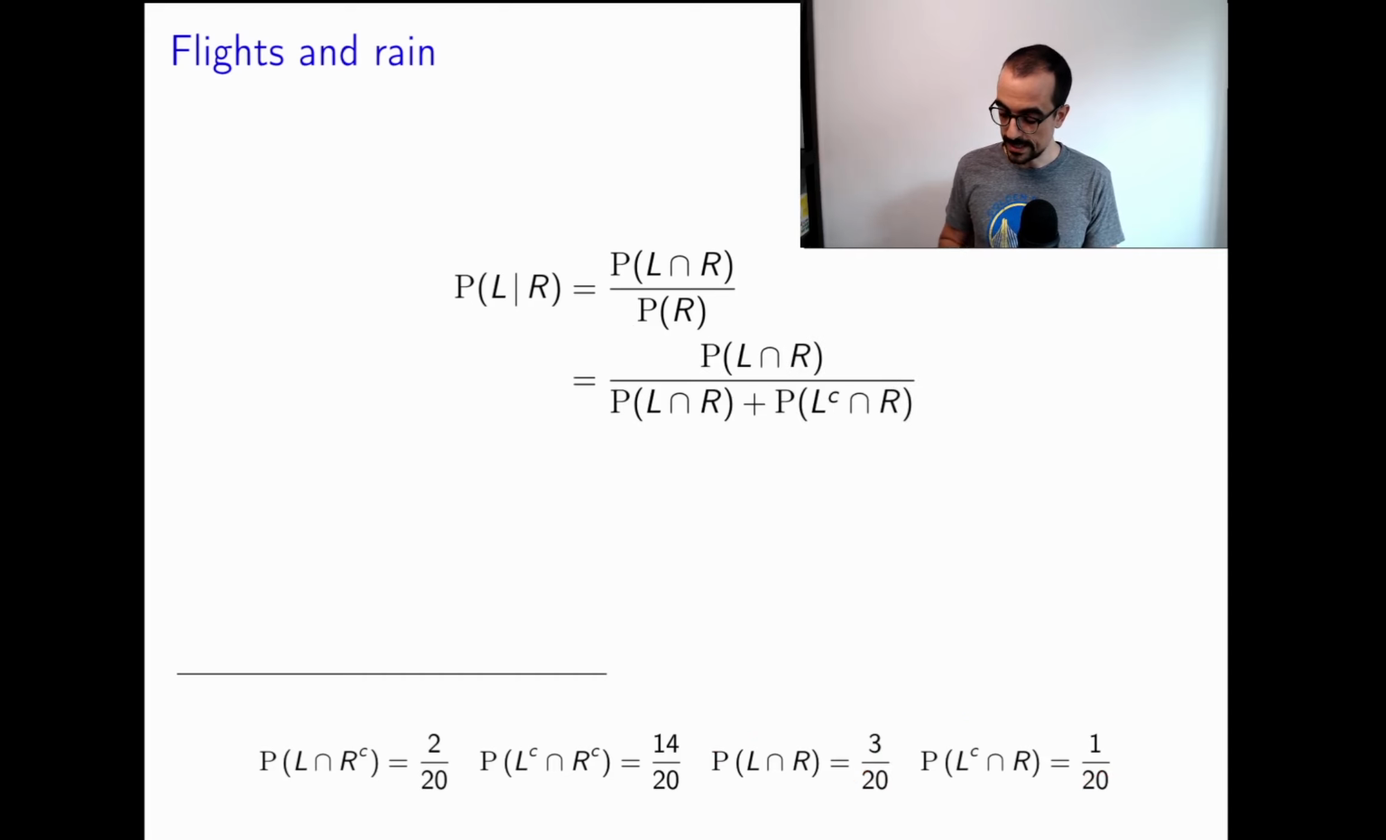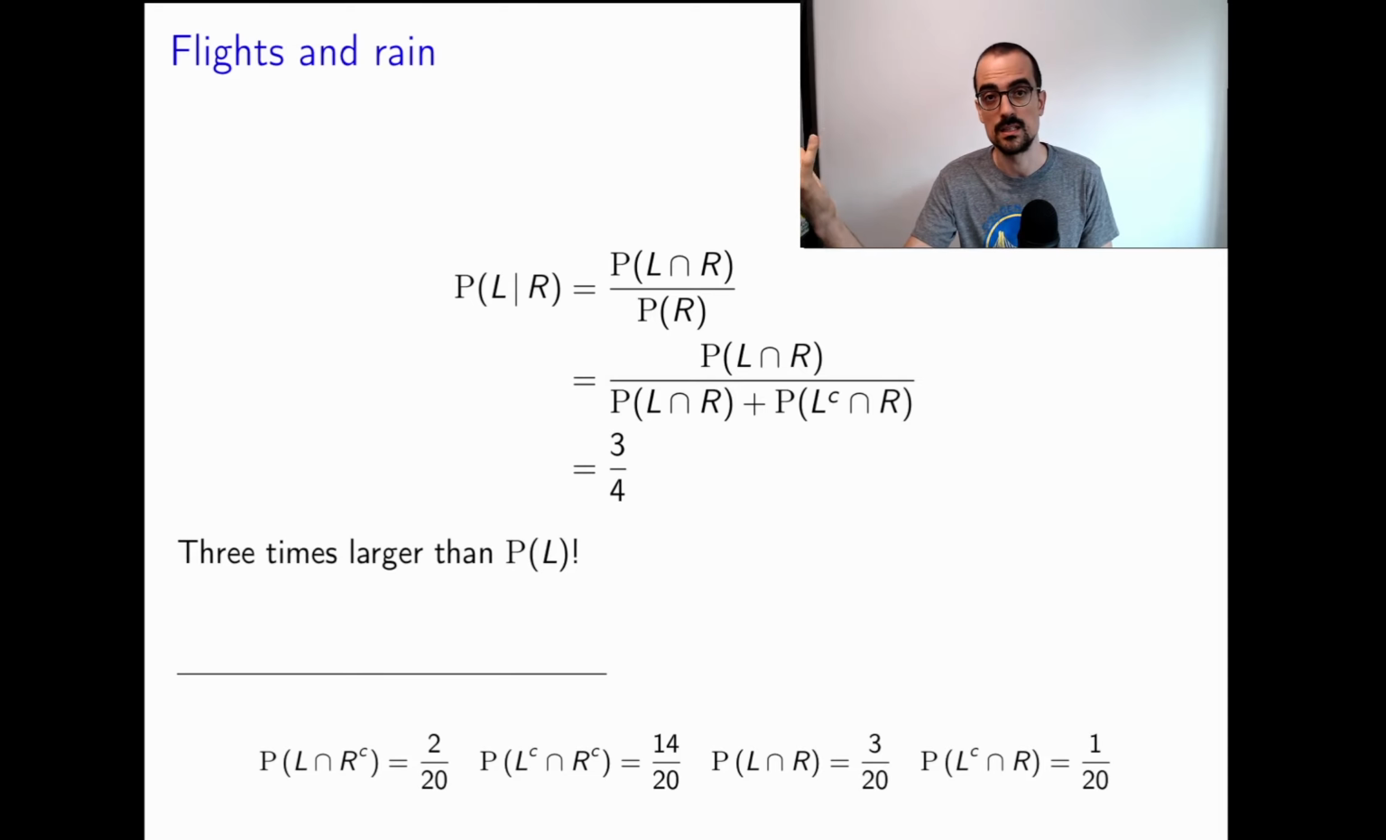and we obtain that, according to our new definition, the probability that a plane is late, given that it rains, is 3/4, which is 3 times bigger than the probability that the plane is late when we don't know whether it rains or not. Of course, I've set the probabilities like that. It makes sense because airplanes tend to be late more often when it rains. Okay, so now we have developed an intuitive definition for conditional probability.